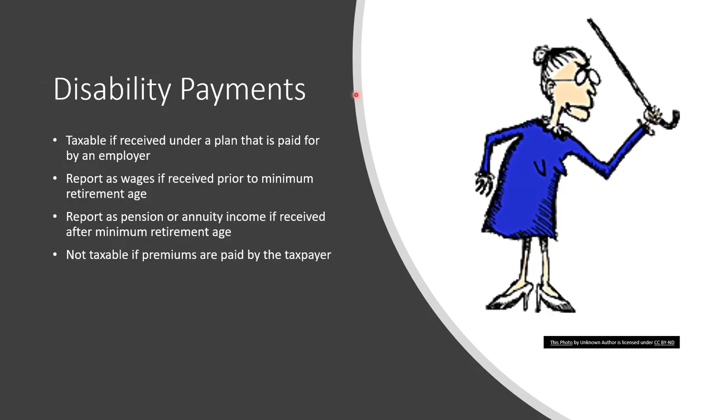Disability payments. If you retired on disability, you must include in income any disability pension you receive under a plan that is paid for by the employer. You must report your taxable disability payments as wages on line 1 of Form 1040 until you reach minimum retirement age. Minimum retirement age is the age at which you can first receive a pension or annuity, if not disabled. Report as pension or an annuity if received after minimum retirement age. And note that it's not taxable if the premiums are paid by the taxpayer.